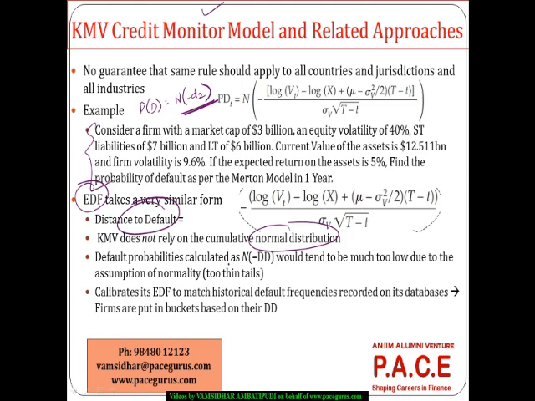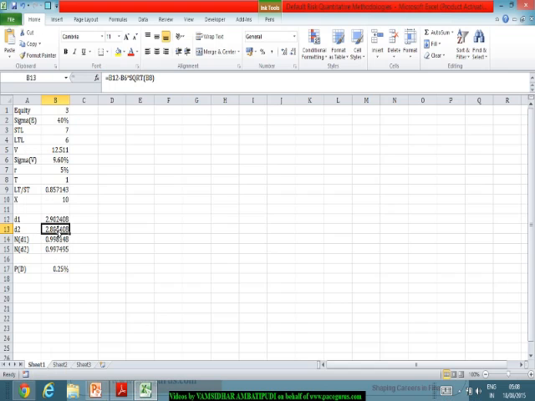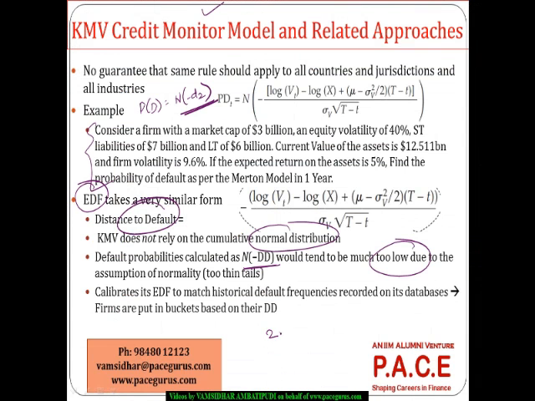They are not relying on the normal distribution because they felt that the default probabilities computed using the cumulative normal distribution are much lower. We are assuming normality of the distribution, which will actually be a thinner tail compared to reality. So this 2.8 is typically the distance to default.